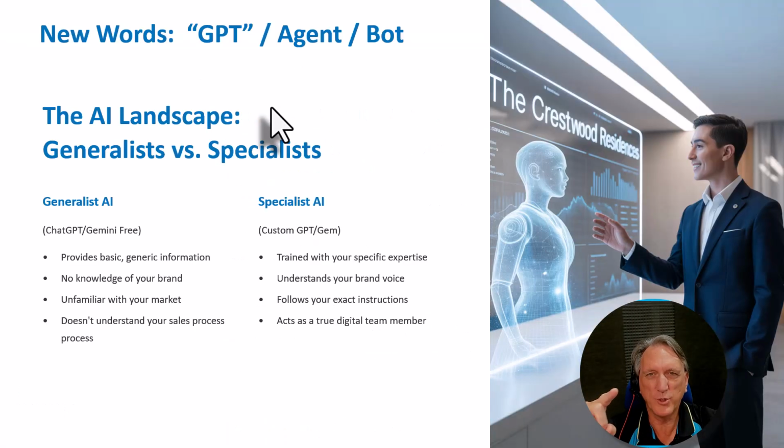Let's go. The tools we're going to use are described as GPT, agents, or bots. GPT is just a big fancy word. You don't even want to know what it means. The generalist versions are free. ChatGPT and Gemini have free versions that do a pretty good job. But what you really want is to pay $20 a month and get the specialist version. The specialist version allows you to train it.